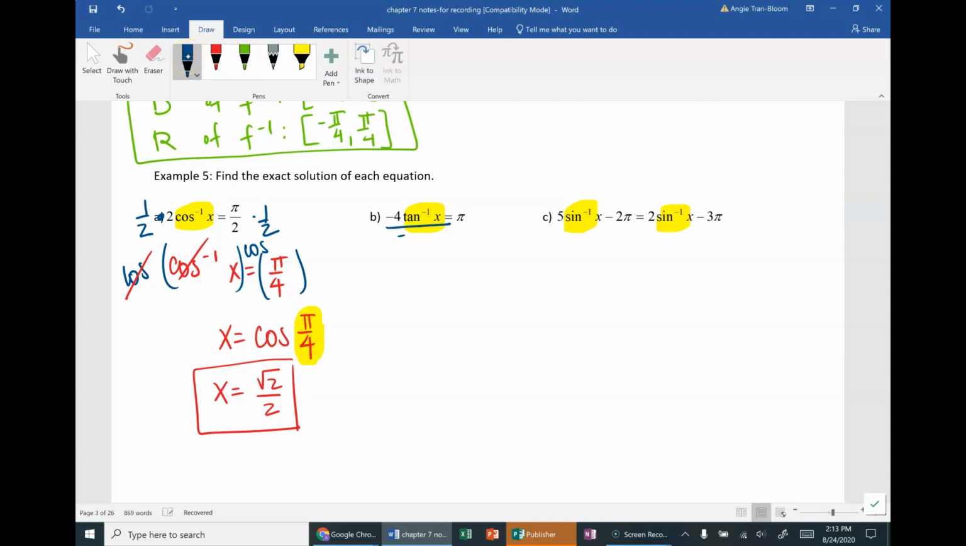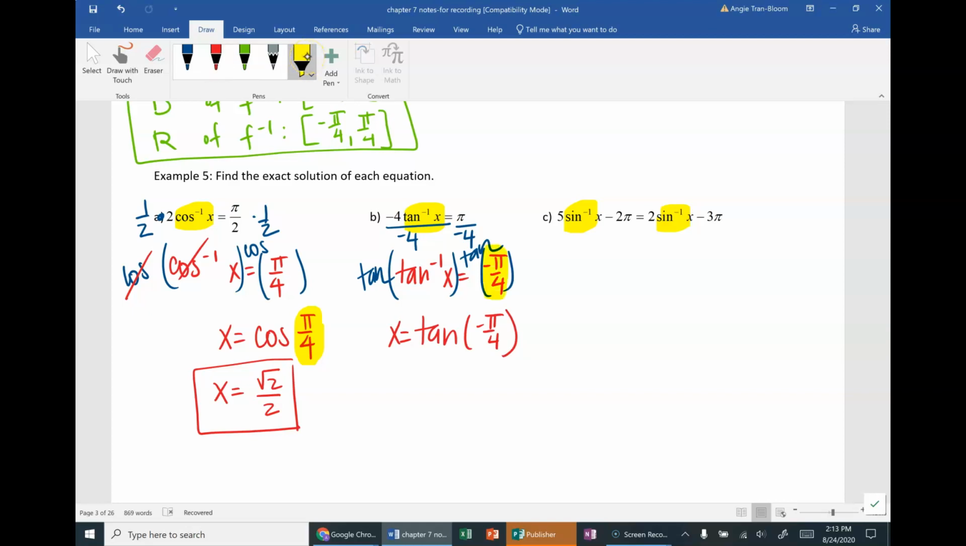Letter B, divide both sides by -4 or multiply both sides by -1/4. It's really up to you. So now we have tangent inverse of x equals -pi/4. Compose both sides with a regular tangent. Then now we have x equals tangent of -pi/4. Let's check this really quick. Is -pi/4 within the restriction of tangent inverse? Yes, it is, because tangent inverse is in quadrants 1 and 4, and -pi/4 is in quadrant 4, so we're good. We can go on and find the answer. Because you know your unit circle really well, tangent of -pi/4 is actually -1. So the final answer is x equals -1.